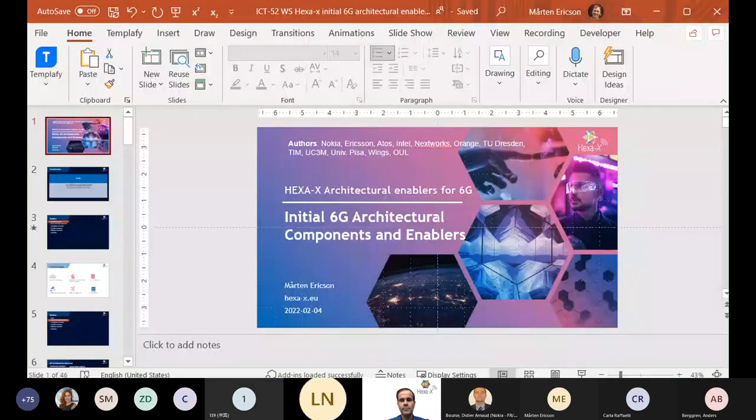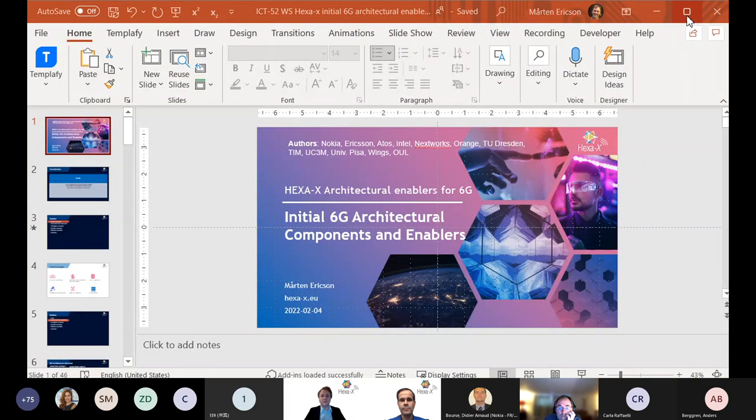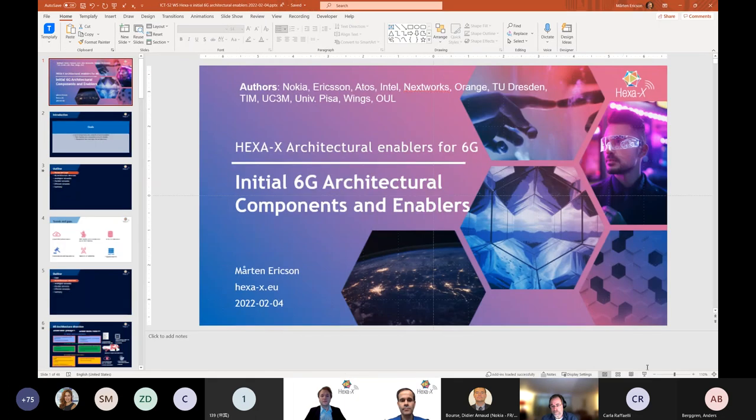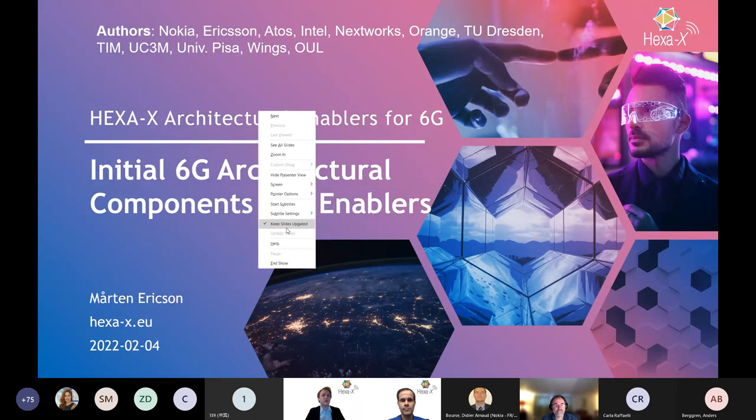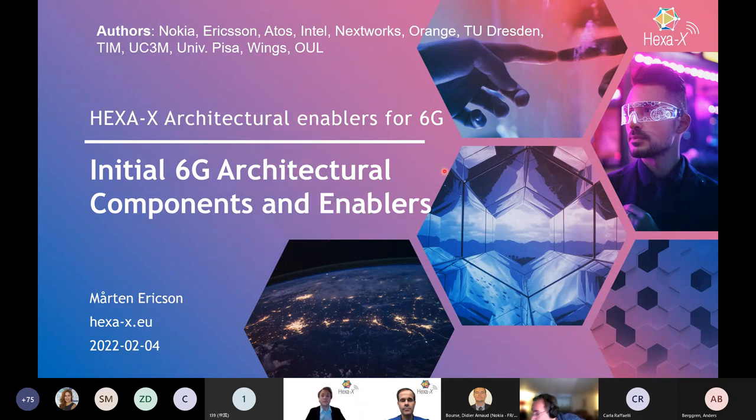So again, welcome everyone to the second day of the ICT 52 workshop. We saw many good presentations yesterday on the 6G vision and radio and sensing. And today we're gonna see presentations on architecture and hardware for 6G. The first presentation is from Hexa-X on architecture components and enablers by Mårten.